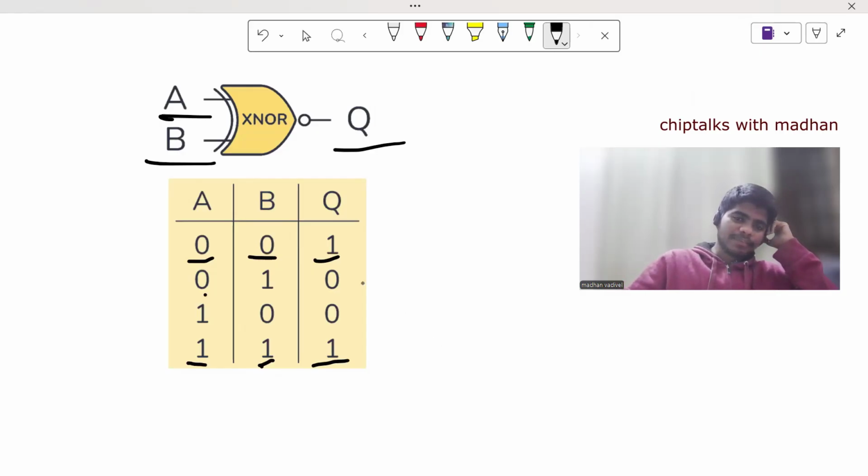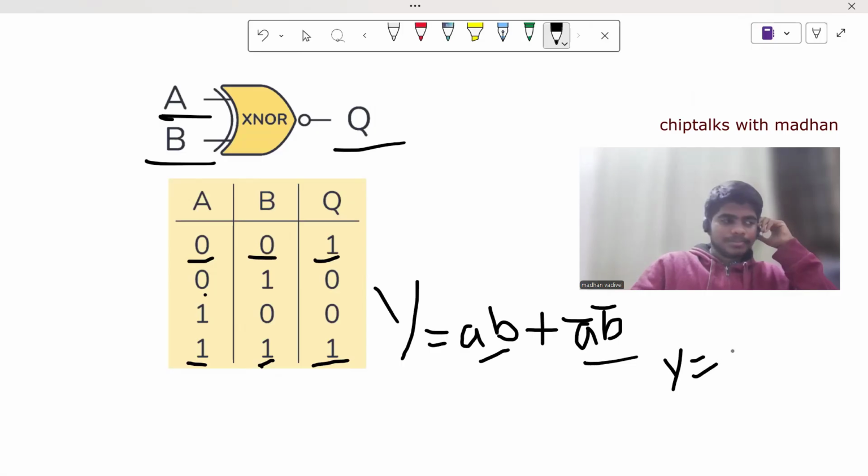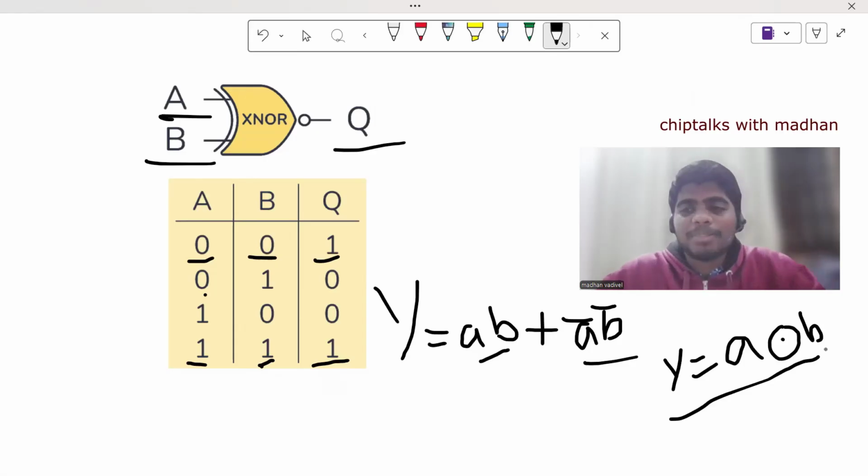We will tell Y is equal to A B, A bar B bar, because the input should be the same: A bar, B bar same. This is different. You can tell Y is equal to A dot B. We can tell like this also, A XNOR B, or else AB plus A bar B bar.